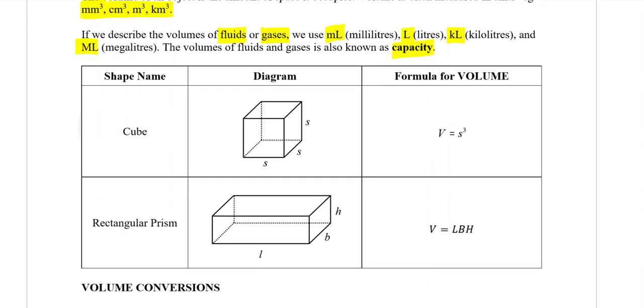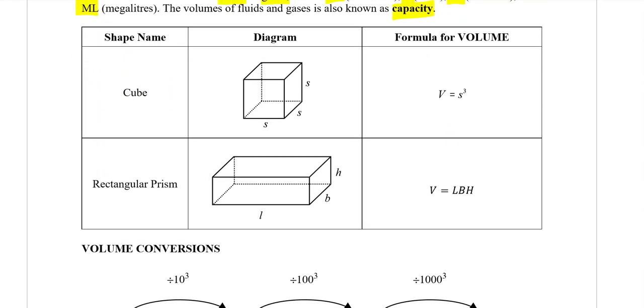So, first of all, we want to talk about a cube. The volume of a cube, you can see a picture there. If the side length is s, then the volume is s cubed, s to the power of 3. The volume of a rectangular prism, if we have the length, the breadth, and the height, is V equals LBH, timesing those three measurements together.